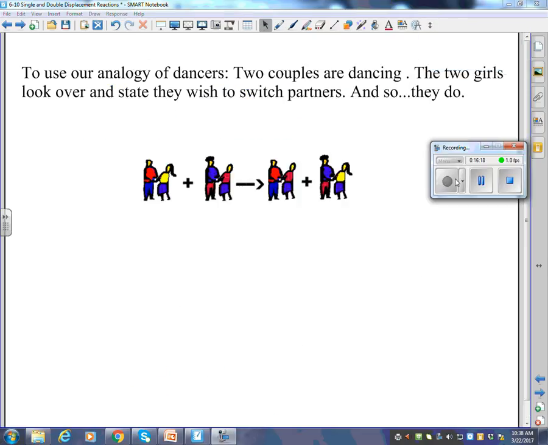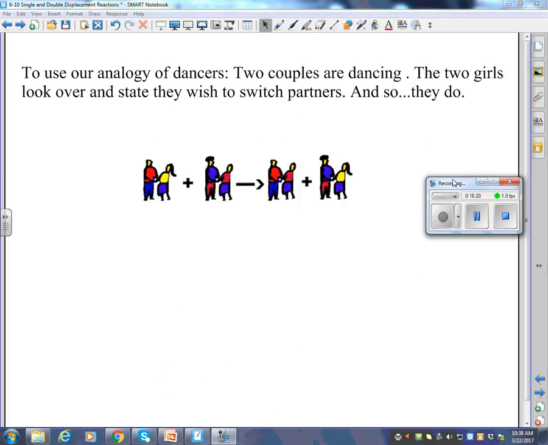To use our analogy of the dancers, two couples are dancing. The two girls look over and state that they wish to switch partners. Probably wise. Girls. I don't know. At least salmon-colored shirt boy is left to dance. Apparently, he was a big bully, anyways. I think he didn't even have a shirt. Maybe it was just shirts and skins. Hard to believe that the girl said okay, right?